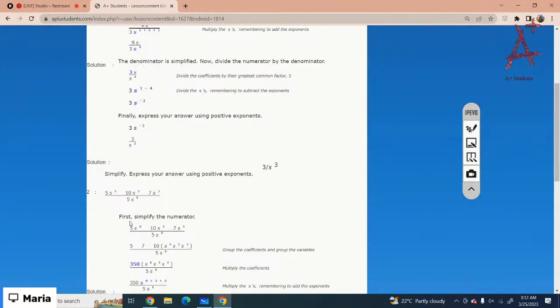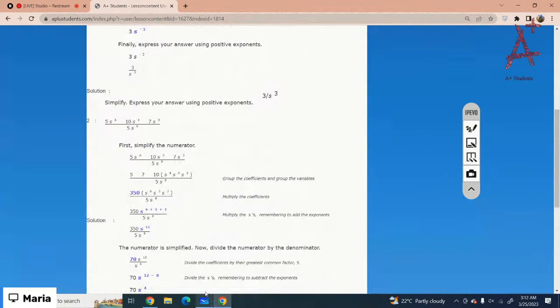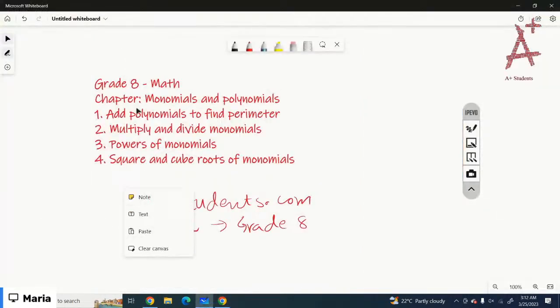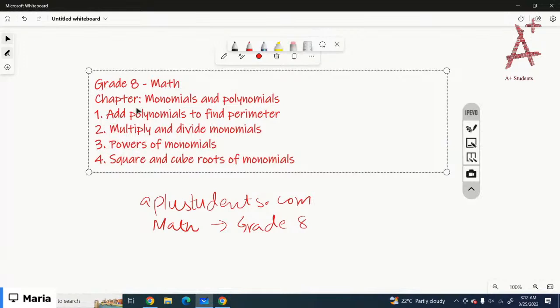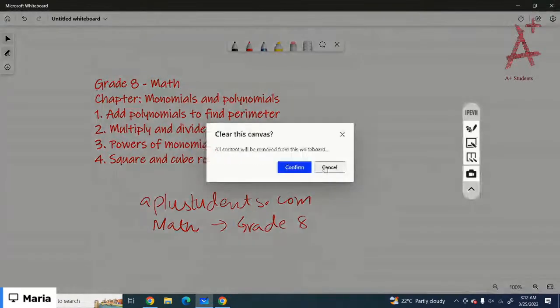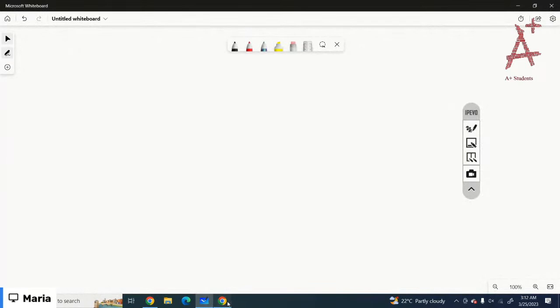Let's just do the next one on the board. Okay, let me just write it down. 5s6, 10s3 and 7s3, divided by 5s8. Okay, so you have to multiply their coefficients and their exponents also.